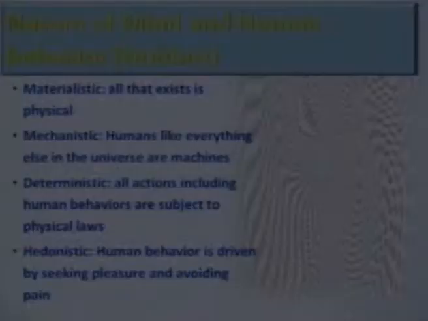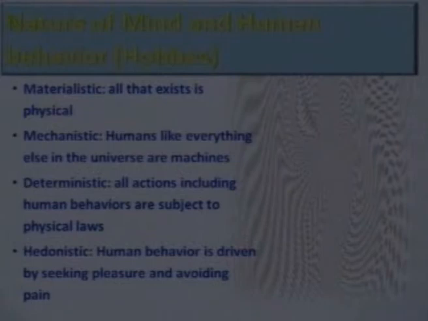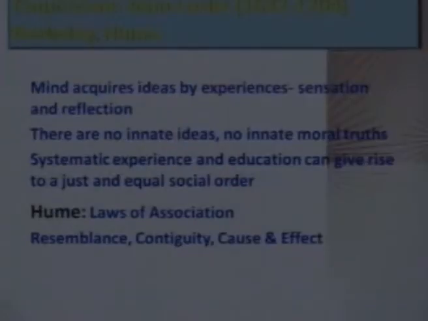We can apply all the laws as we apply on the physical world. Second is deterministic. All actions including human behavior are subject to physical laws. And third is hedonistic. Human behavior is motivated by seeking pleasure and avoiding pain. So we now have the beginning of psychology. Proper psychology that we say is with empiricist philosophers John Locke, Berkeley and Hume.